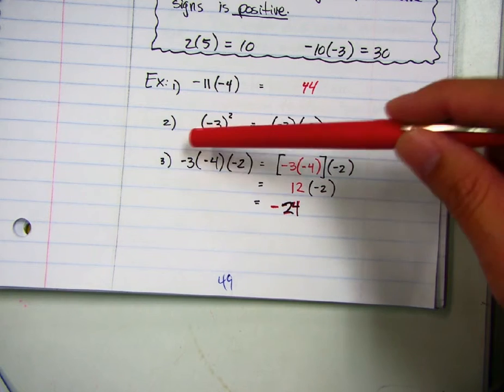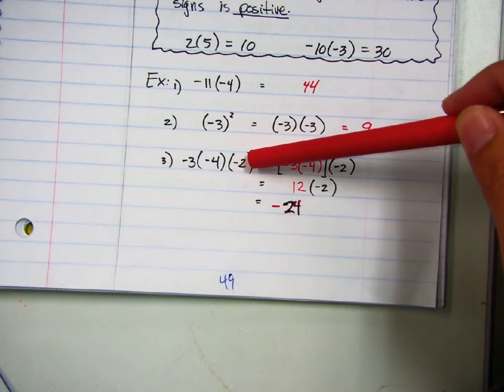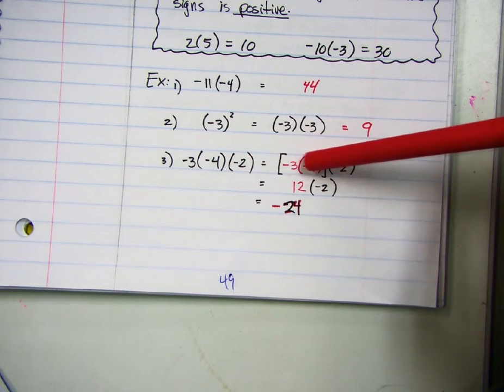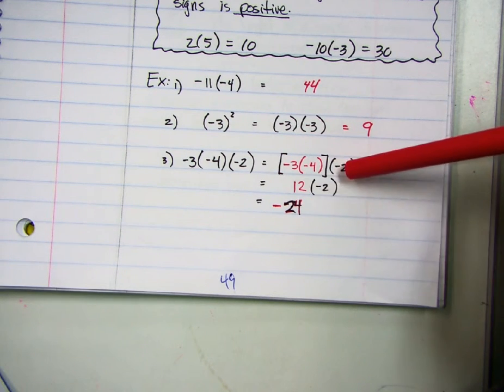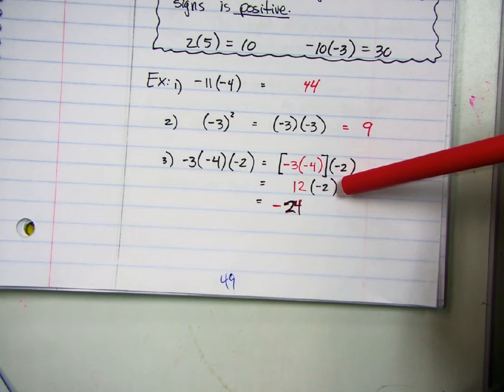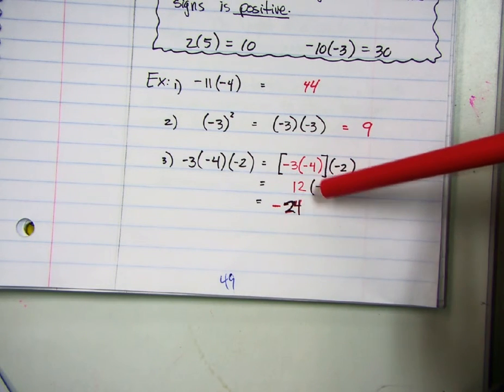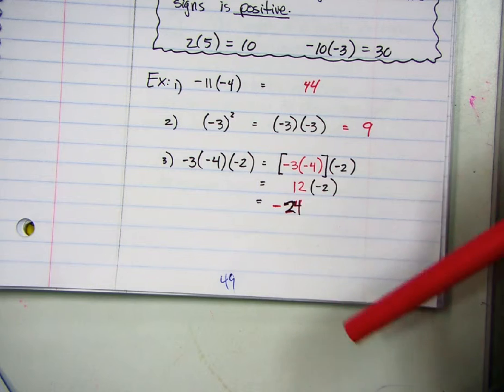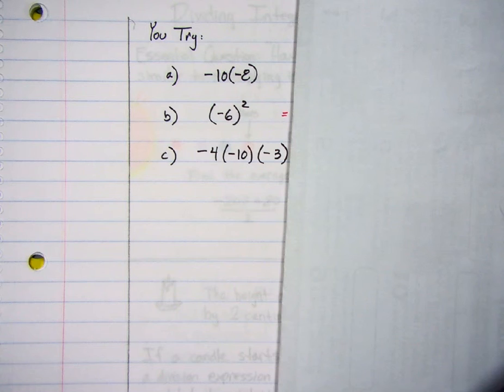Now here's the tricky one. You got a negative times another negative. So what I did is I went ahead and multiplied the first two first. Negative 3 times negative 4 is 12. And then I have to remember to multiply by another negative 2. So positive times a negative brings it back to a negative value. If you didn't quite get that, go and try 3 more problems out.